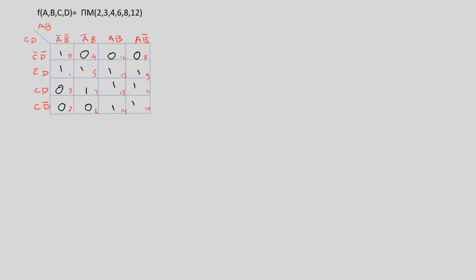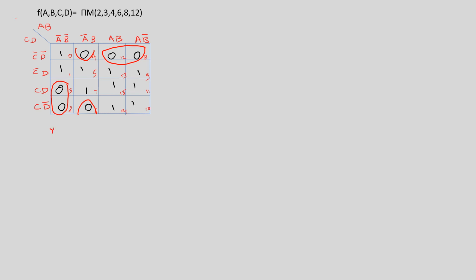First we will see the octet, so octet is not present for zeros. After rolling the map, still octet is not there. Then we'll go for quad. If you see the map, quad is not there for zeros. And after rolling the map, still quad is not there. So we'll go for the pair. So this is my first pair. This is my second pair. And this is my third pair. So I will write the answer as usual for the pairs.